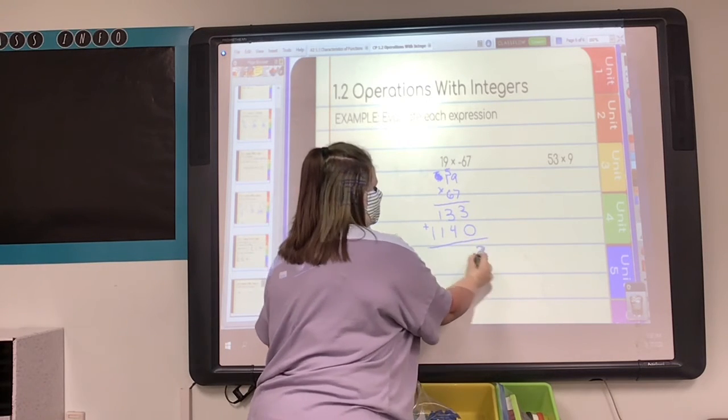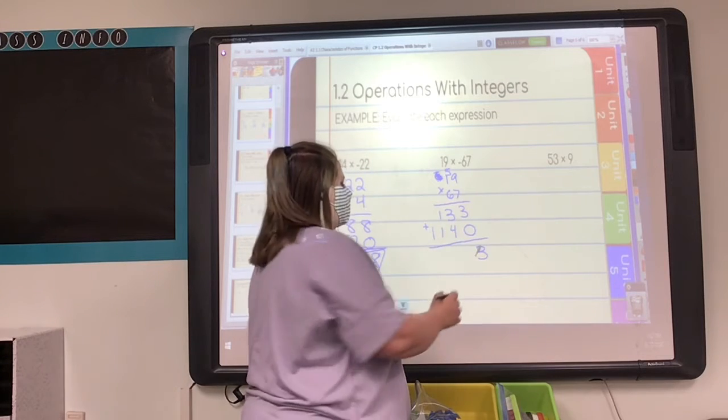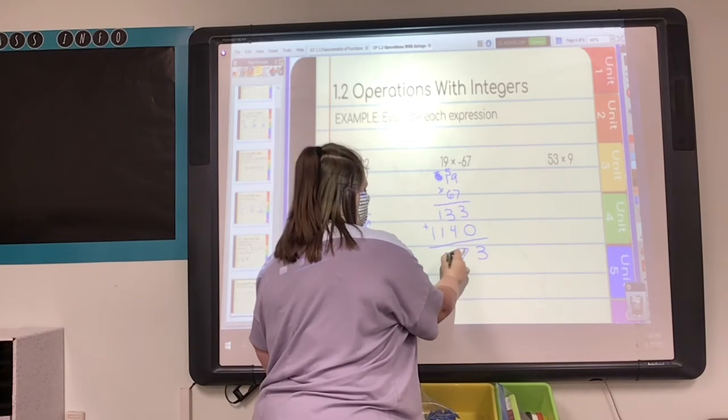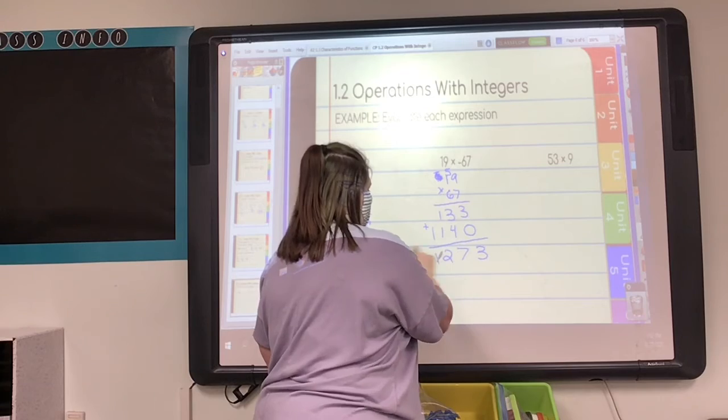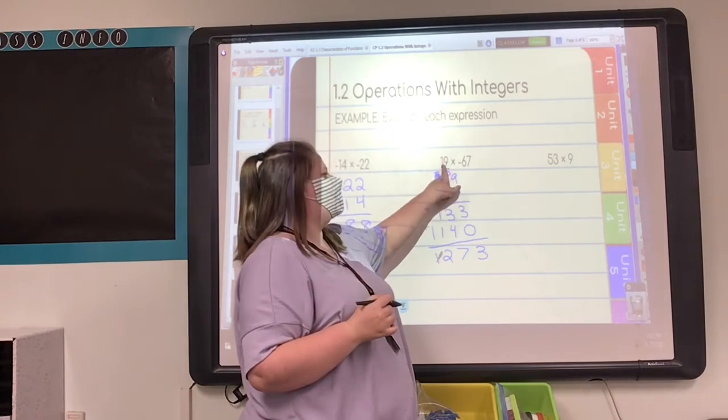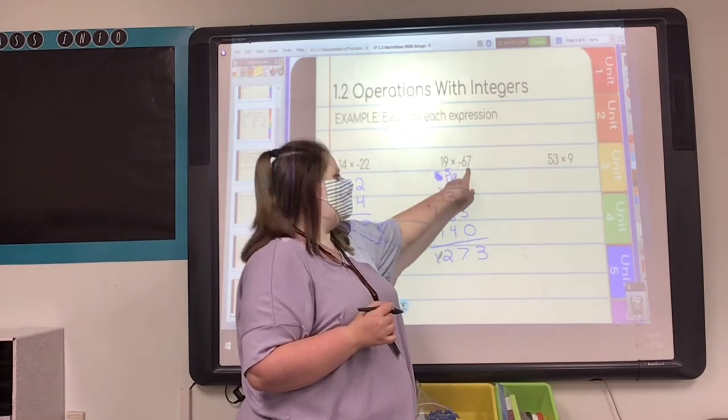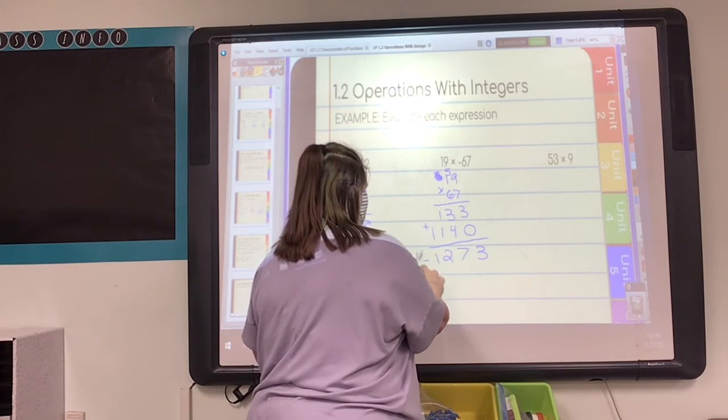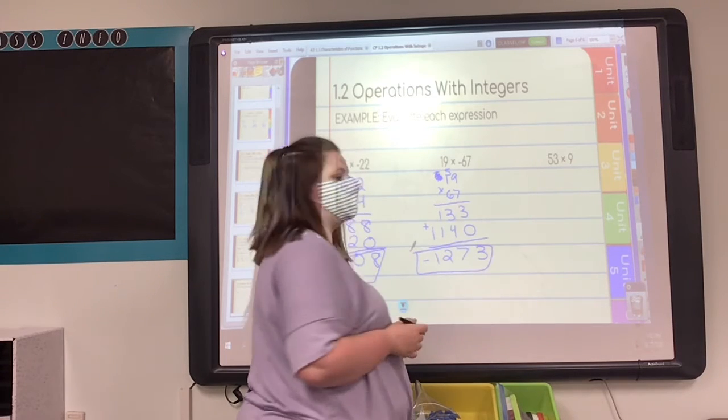3 plus 0 is 3. 3 plus 4 is 7. 1 plus 1 is 2. And we bring down the 1. And then since we had different signs, a positive and a negative, our final answer is going to be negative.